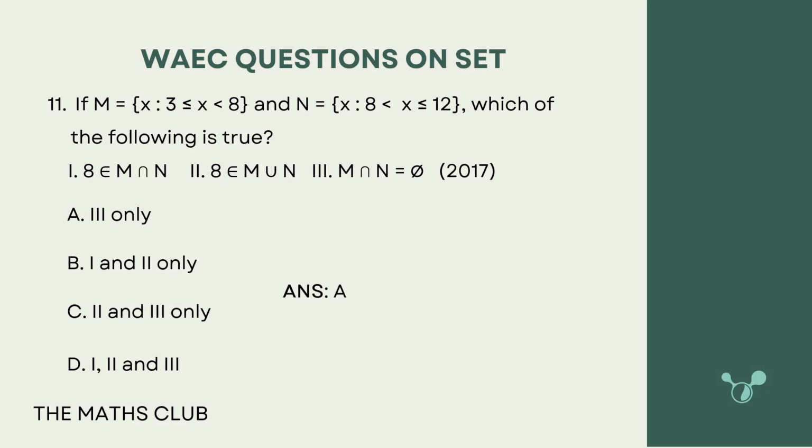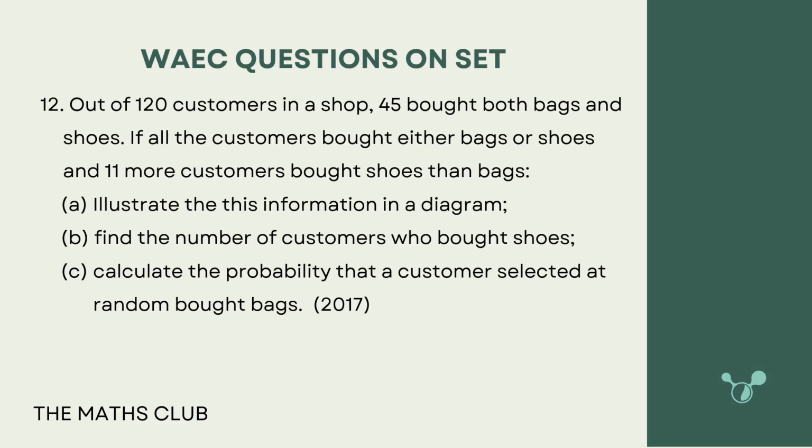Hold on to us. The next question says that out of 120 customers in a shop, 45 bought both bags and shoes. If all customers bought either bags or shoes, 11 more customers bought shoes than bags. Illustrate this information in a diagram. Find the number of customers who bought shoes. Calculate the probability that a customer selected at random bought bags.